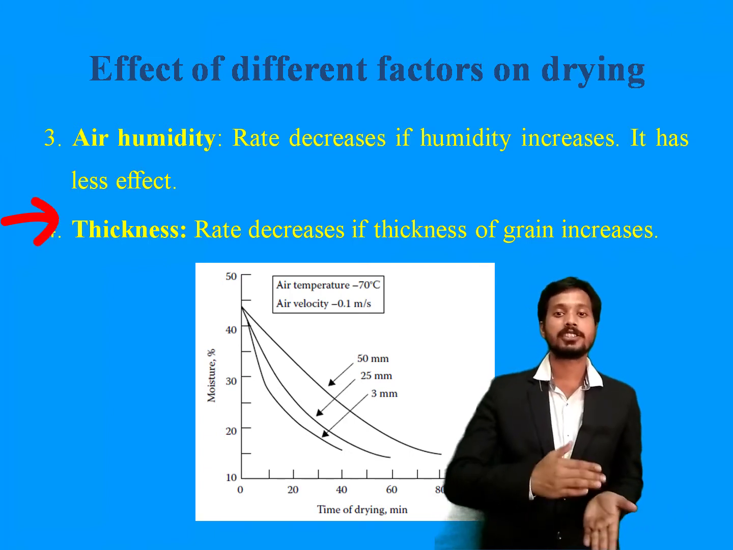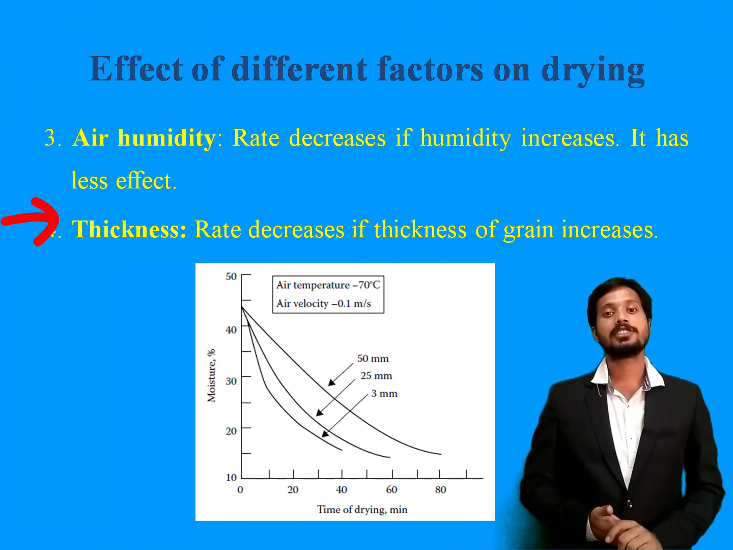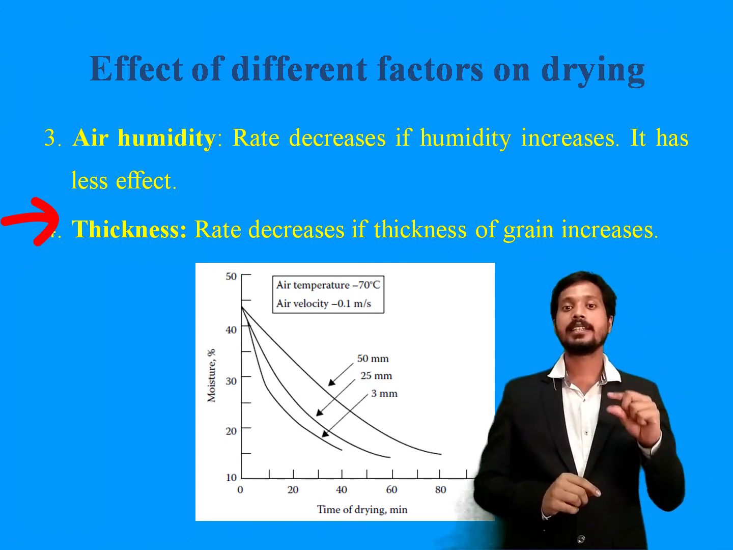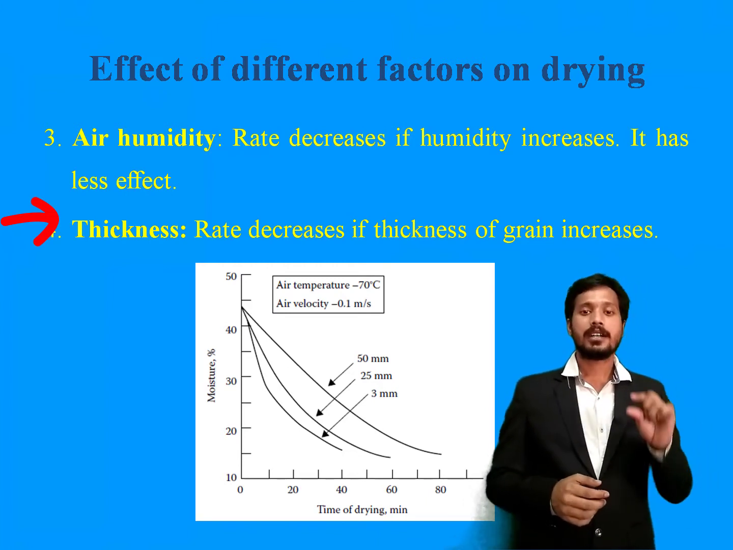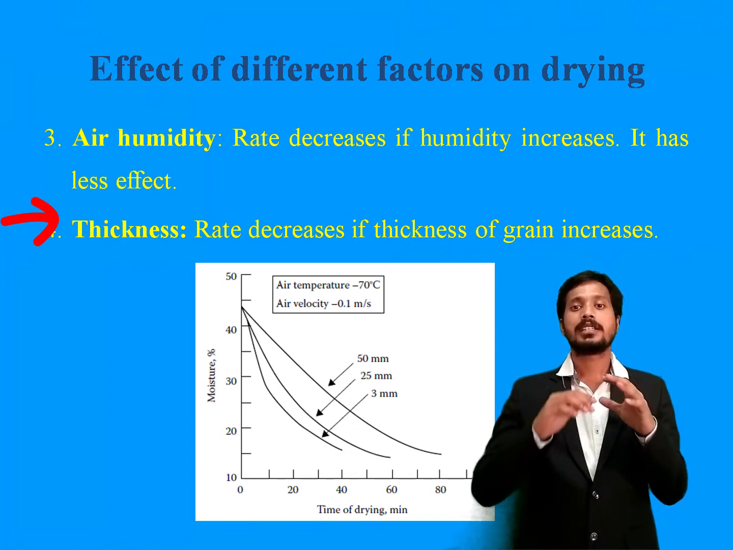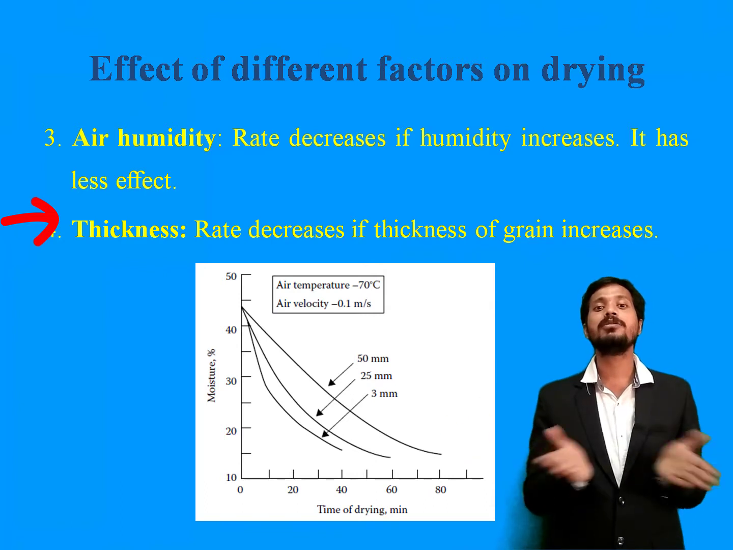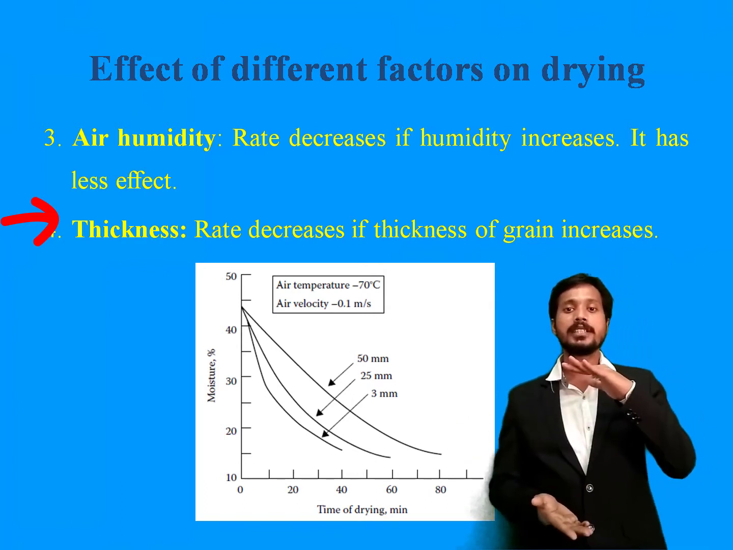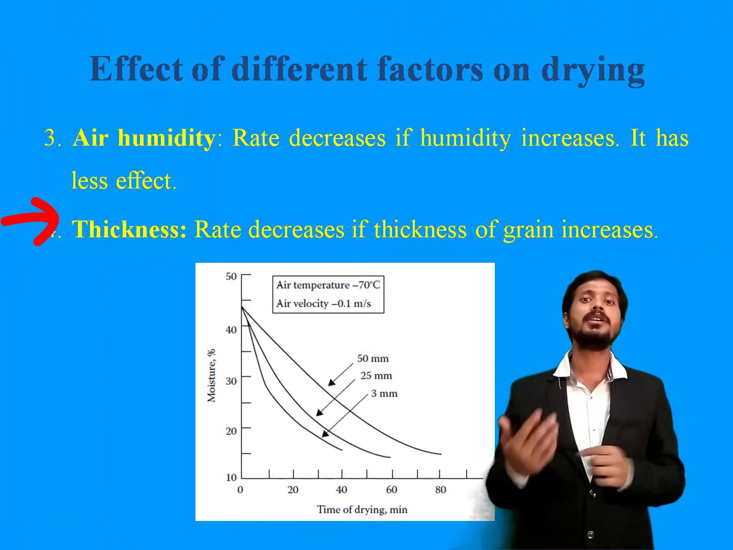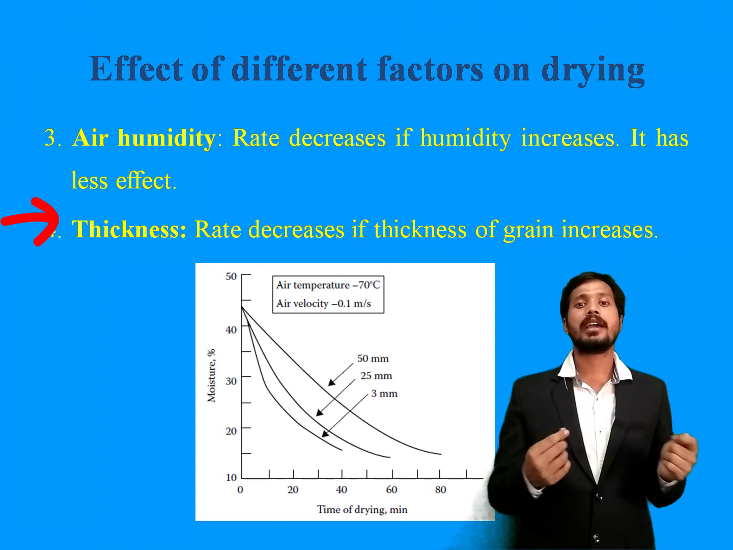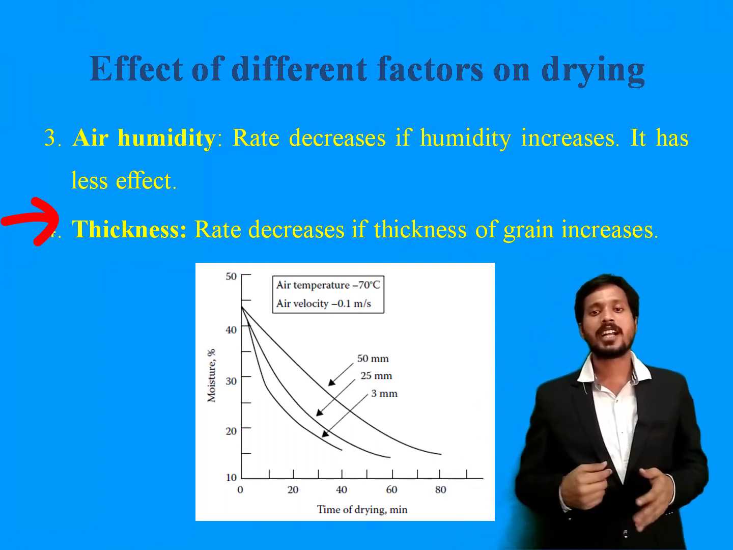Obviously, if the thickness of the grain is very high, the drying rate will be low, and if the thickness of the grain is less, the drying rate will be comparatively high. Because if the thickness is less, the complete grain is exposed to the ambient air, so the drying rate will be very high. If you have more thickness of the grain, then the grain is not able to be exposed to the ambient air condition. That's why the drying rate is not sufficient.